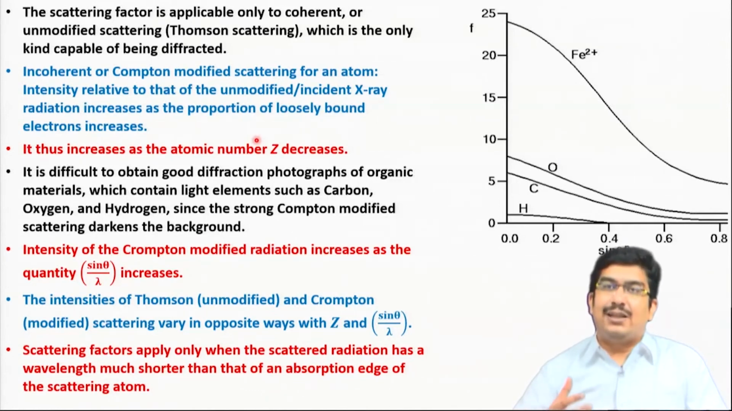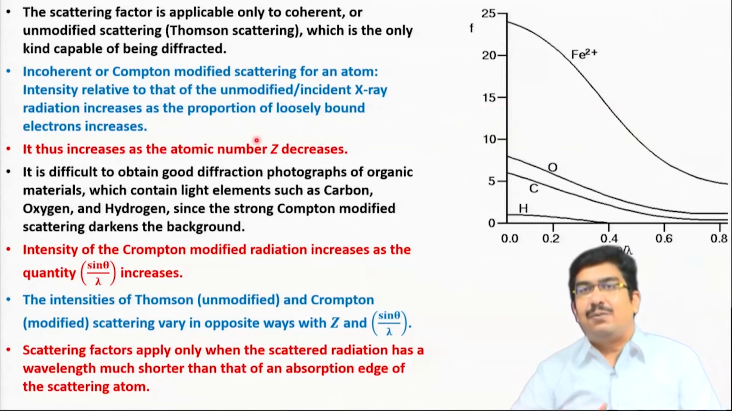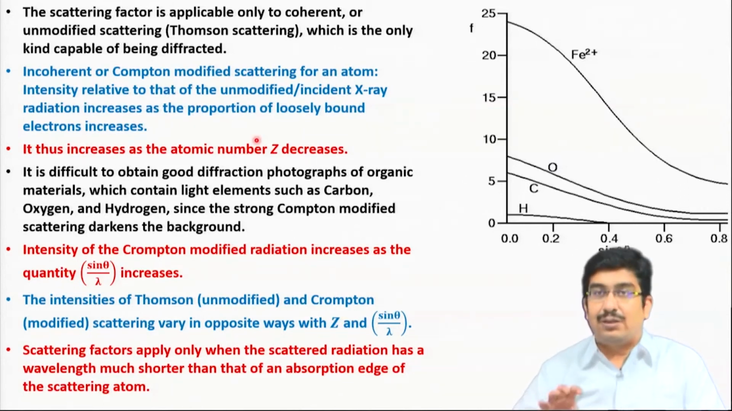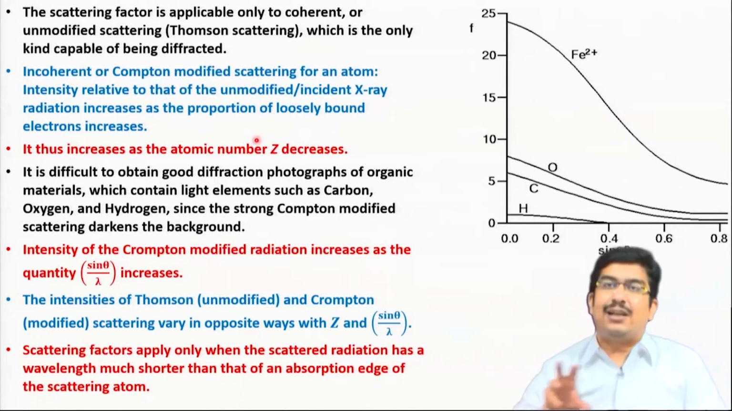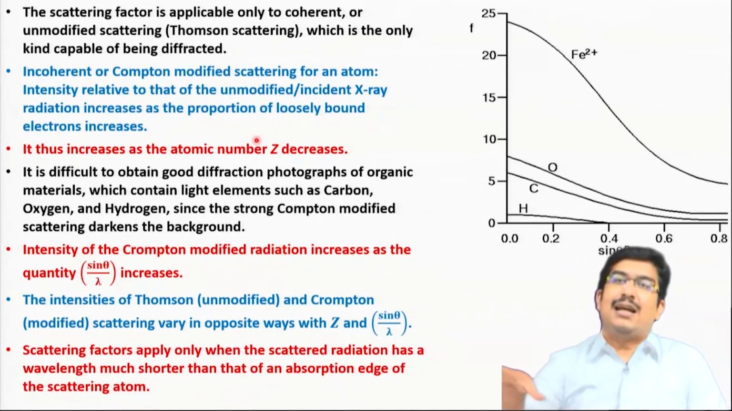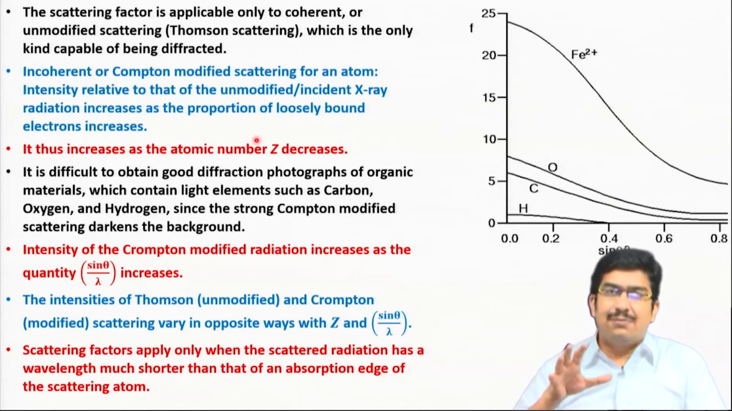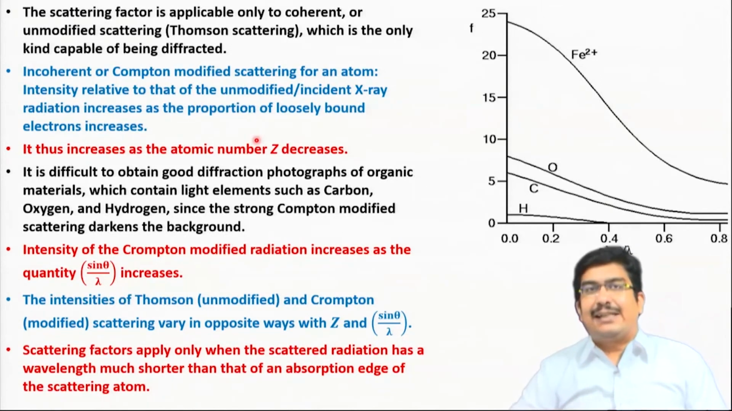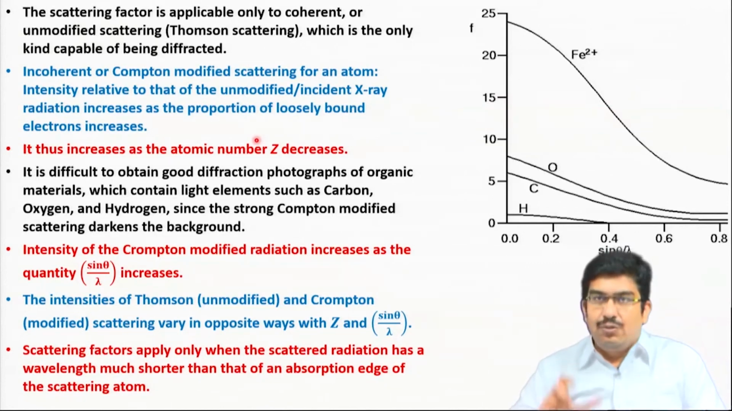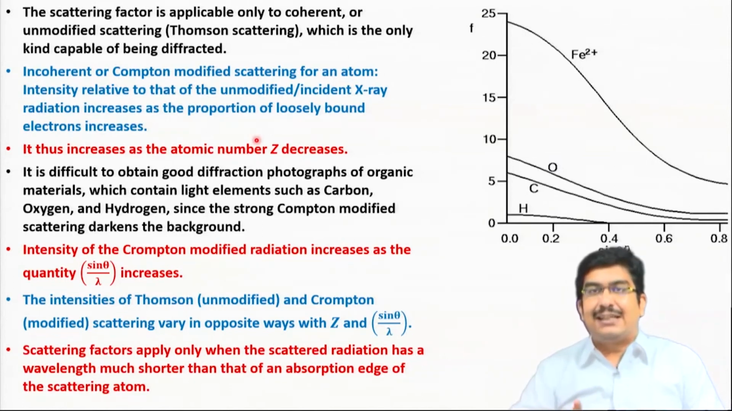Basically, in Compton scattering, the incident X-ray beam comes and hits a loosely bound electron, usually an outer shell or valence electron. That electron gets some momentum, some kinetic energy, and goes out of the atom. So the entire process is an interaction between the incident X-ray and the loosely bound electrons. If the number or proportion of loosely bound electrons within an atom increases, then the intensity of the Compton modified radiation will also increase.